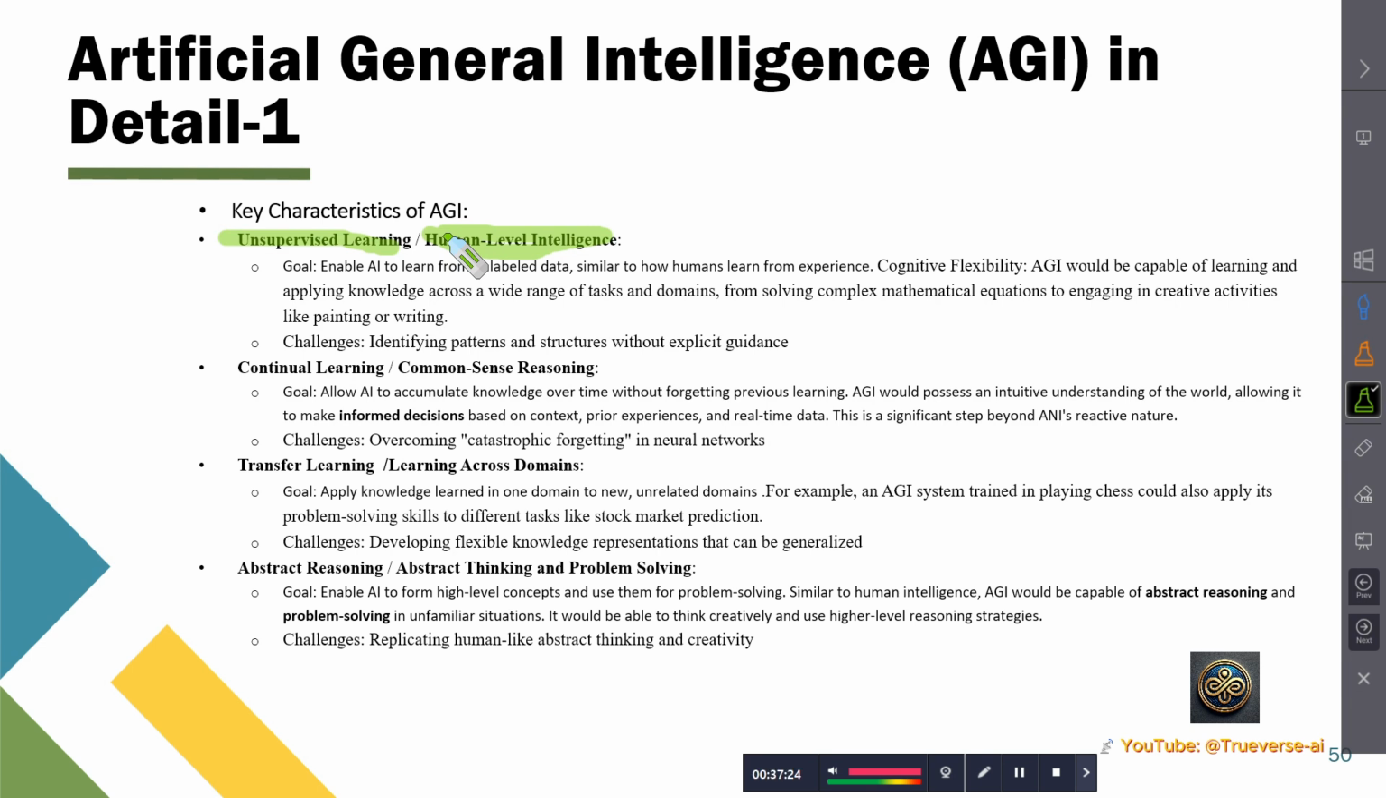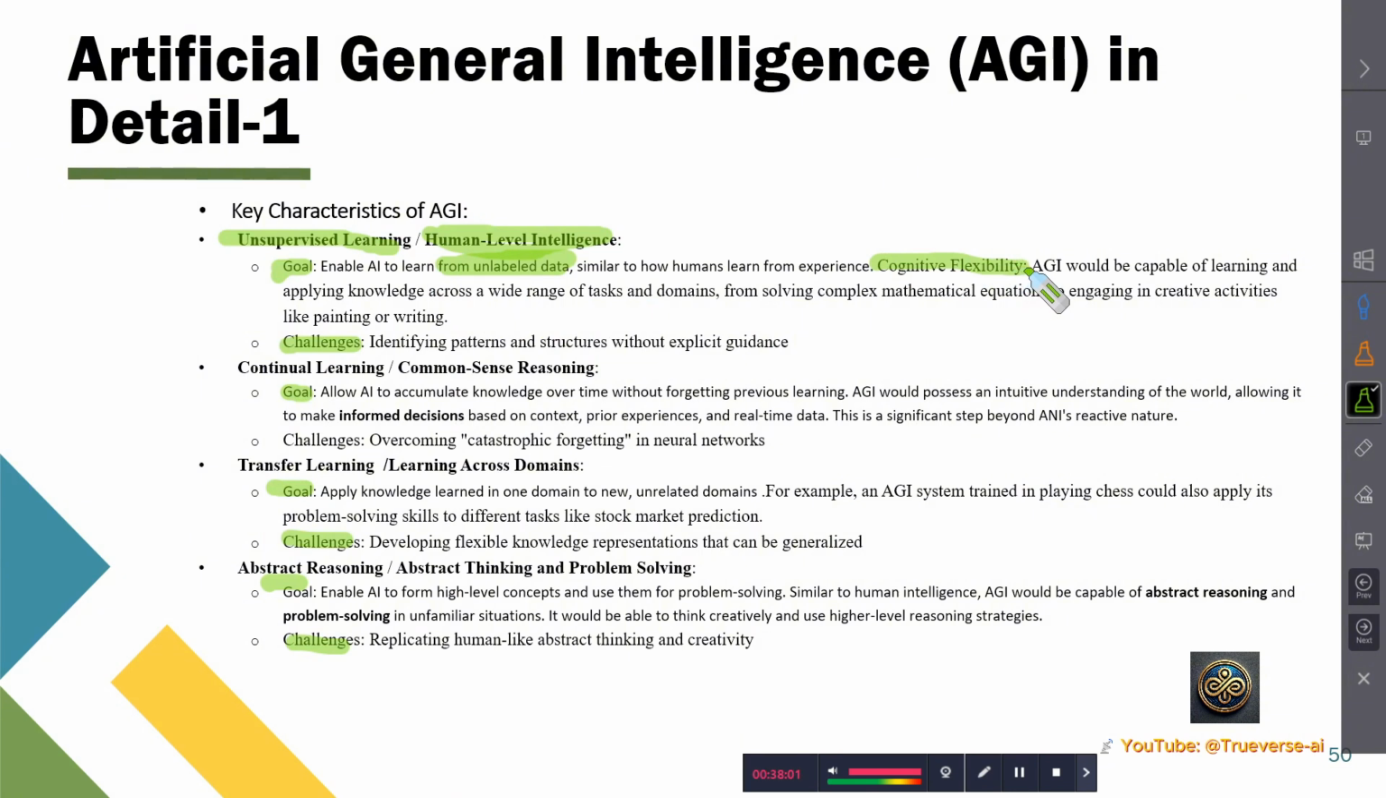So the ultimate goal of AGI is to enable AI to learn from unlabeled data. So this is the point, unlabeled data. This is the goal. Here, please pay attention, I put goal and challenges. So the goal here is to enable it to learn from unlabeled data, much like how humans learn from experience.